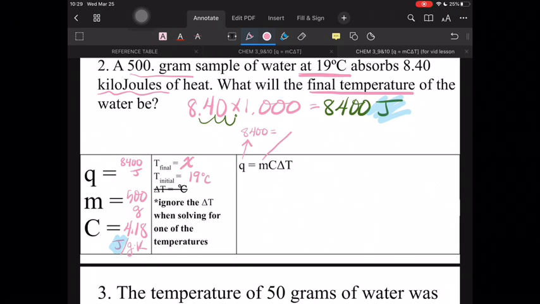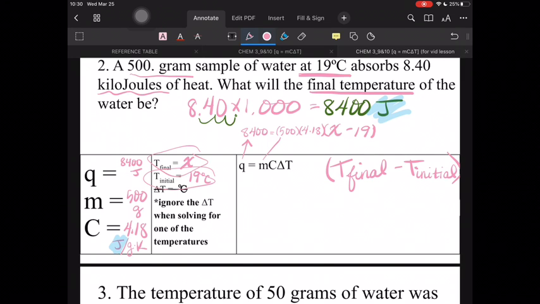It's equal to 500 grams, specific heat capacity of water. And here is where the very important temperature, final temperature, initial situation comes in. Final is the one that comes first in the equation. T final minus T initial. So my final is my X, and my initial is my 19.